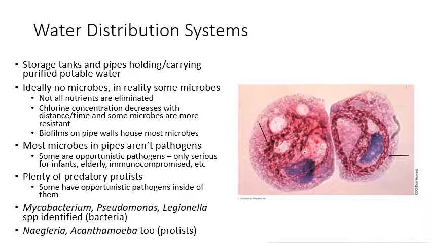Then finally, you're going to have biofilms forming on the walls of pipes, especially. Well, pipes and tanks, but especially pipes for some reason. Most of the microbes that are in this water distribution system would be living in those biofilms on the walls of the pipes. And if they're in the biofilm, then they're going to be protected from chlorine. The chlorine cannot penetrate the biofilm. So as long as they're in there, they're safe.